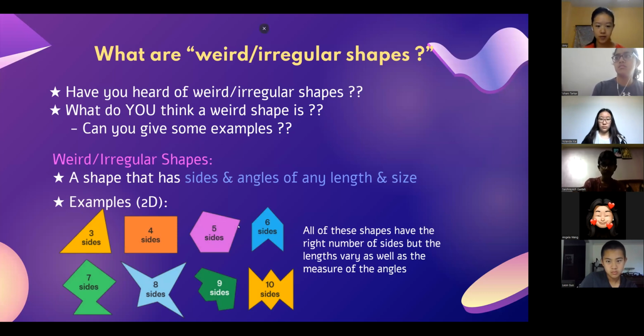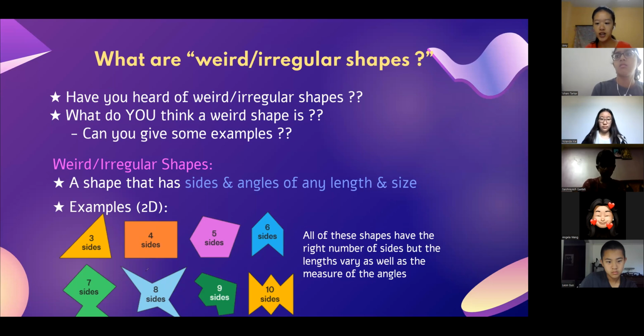And as you get more sides, some of the angles can be greater than 180 degrees, and the shape becomes something that's called, I think, concave. A concave shape is a shape that has an angle that's greater than 180 degrees. And I think they're typically irregular. Here, those are just a couple of examples. All of these have the correct number of sides. So the top right shape is still a hexagon. It's just that the lengths of the sides are different, and the measures of the angles are also different.